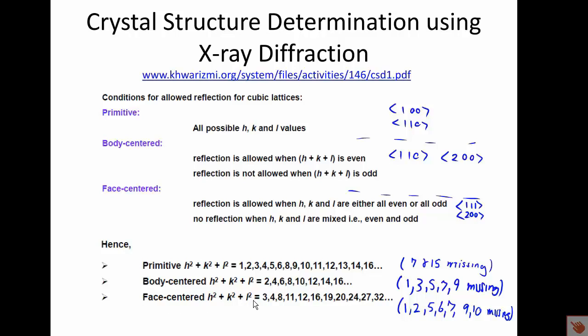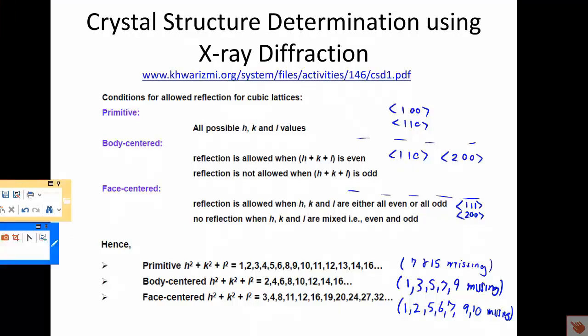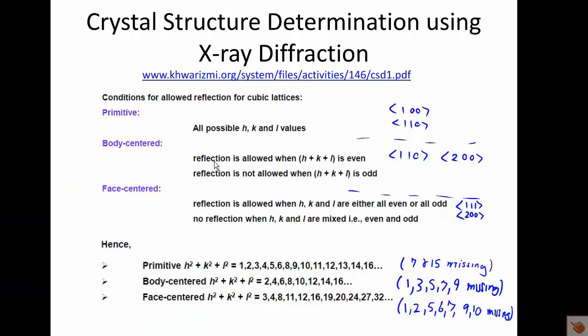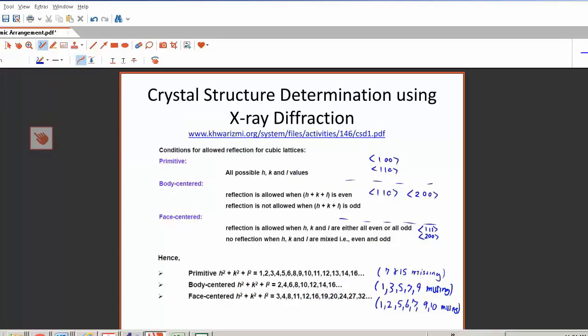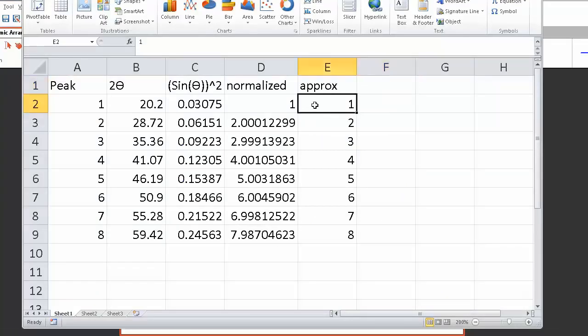If we look at the face-centered cubic, we should get 3, 4, 8, 11, 12, 16. This pattern is not really matched by what we have. So I'm thinking it's the body-centered cubic. And if that's the case, this is not really worth a value of 1. In terms of h squared plus k squared plus l squared, this is actually worth 2.